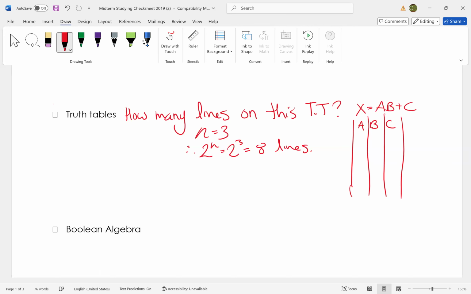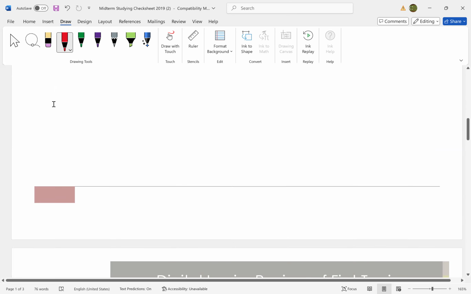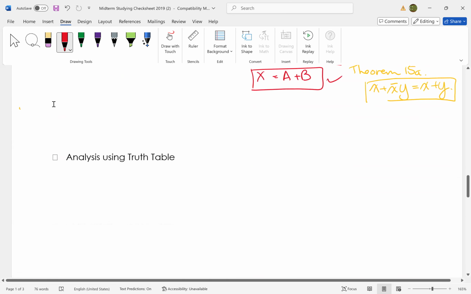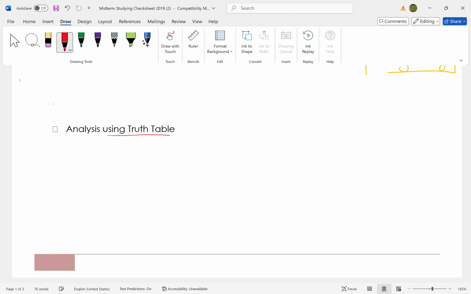And you would have to know that there are 4 zeros and 4 ones in that truth table, and then there are 2 zeros and 2 ones. And then there are 1 zero and 1 one in this truth table. And then X would be the answer here. And then what you'll be doing is analysis by truth table, which I have down here somewhere. Analysis using truth table.